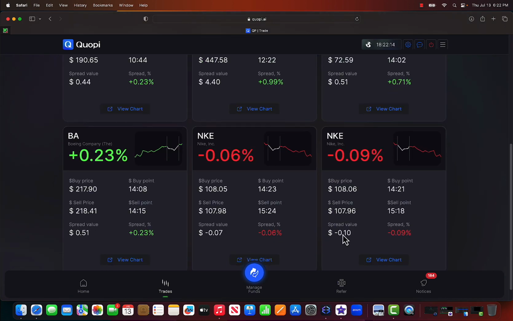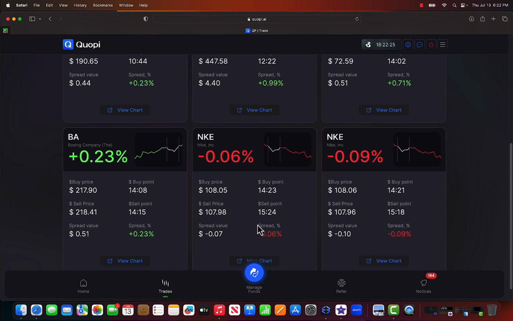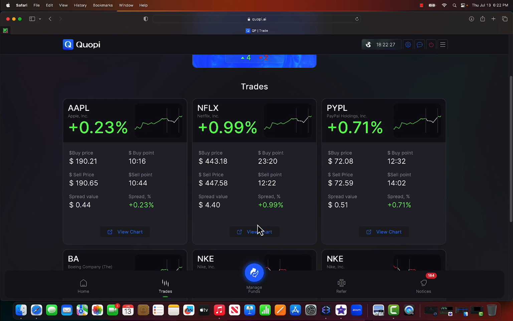There were two losses, both dealing with Nike, one of 0.06%, one of 0.09%. The one on the far left is a profit of 0.23%. The one on the left is a profit of 0.3%, the one in the middle is a profit of 0.99%, and the one on the far right is a profit of 0.71%.